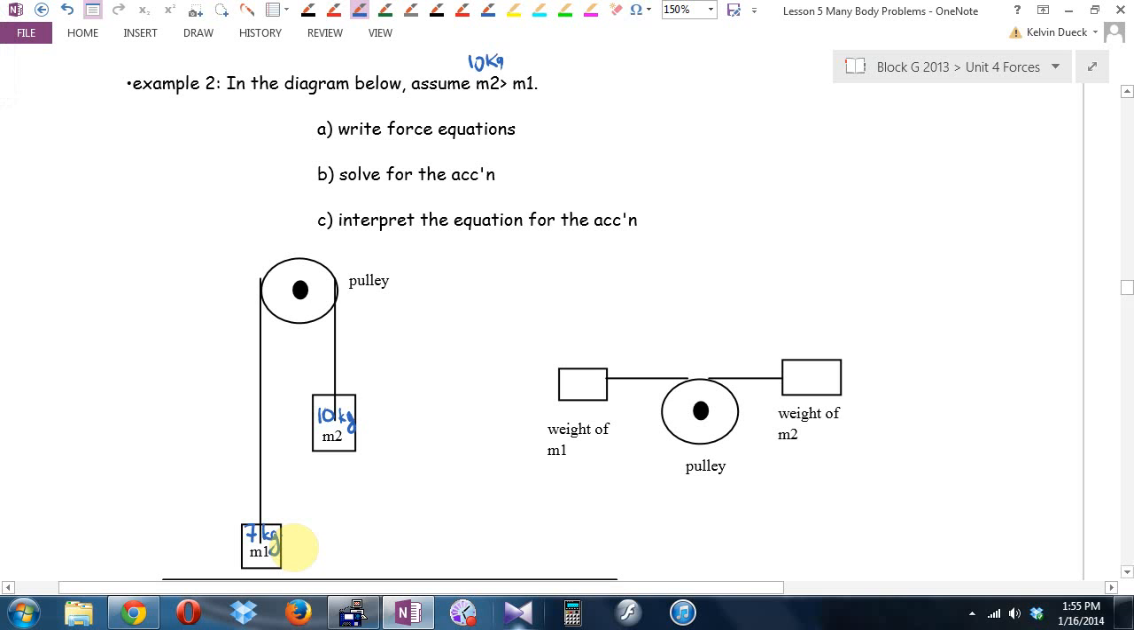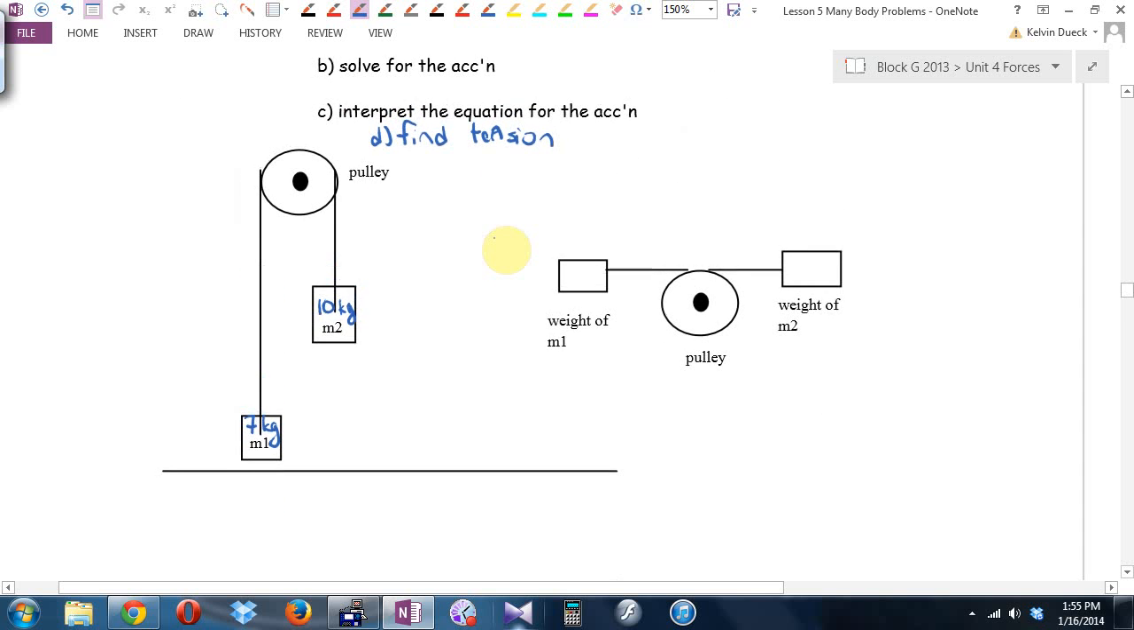The instruction says A, write force equations. B, solve for the acceleration. C, interpret the equation for the acceleration. We're going to actually add D, find tension. Okay.